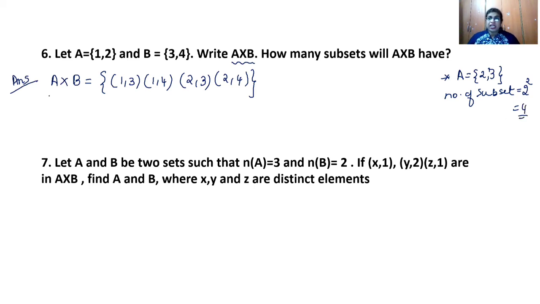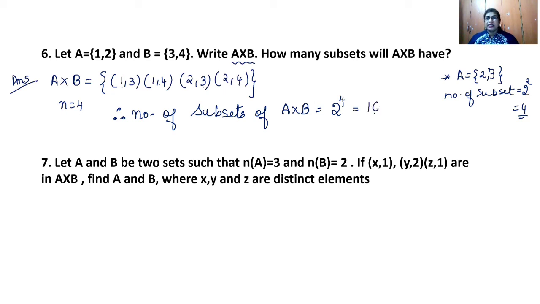Same way, now check how many ordered pairs are there in A cross B. 1, 2, 3, 4. So n is 4 now, because there are 4 ordered pairs. Therefore, the number of subsets of A cross B is 2 to the power 4. How much is that? 2 into 2 into 2 into 2: 2, 4, 8, 16 subsets. So the number of subsets A cross B will have is 16. Hope this idea is clear. Yes, move on to the next question, the 7th one.